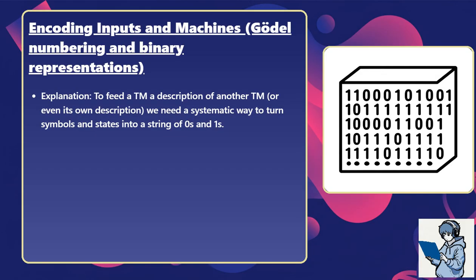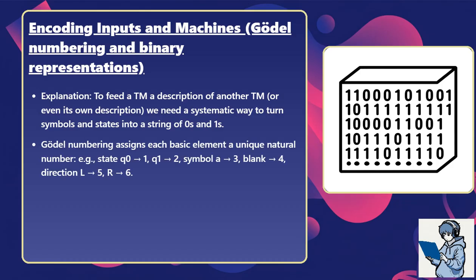Explanation: to feed a TM a description of another TM, or even its own description, we need a systematic way to turn symbols and states into a string of zeros and ones. Gödel numbering assigns each basic element a unique natural number. For example, state Q0 maps to 1, state Q1 maps to 2, symbol A maps to 3, blank maps to 4, direction left maps to 5, right maps to 6.